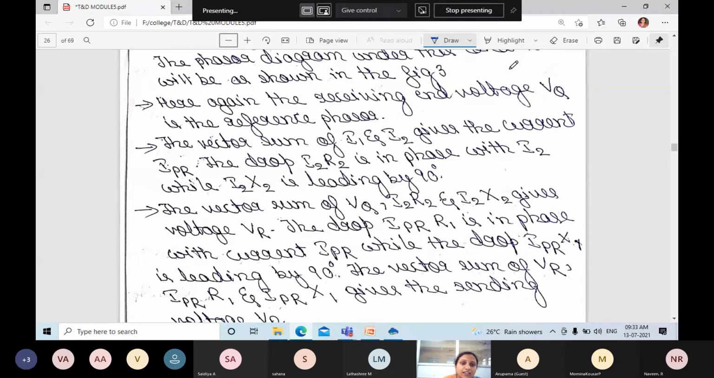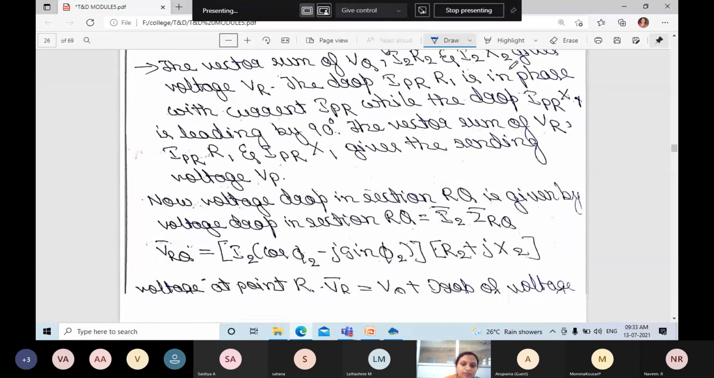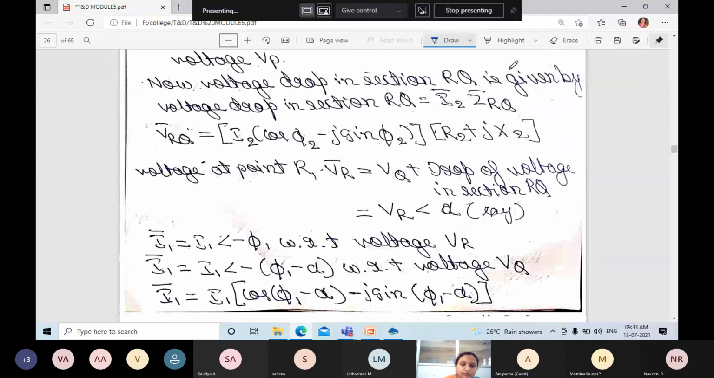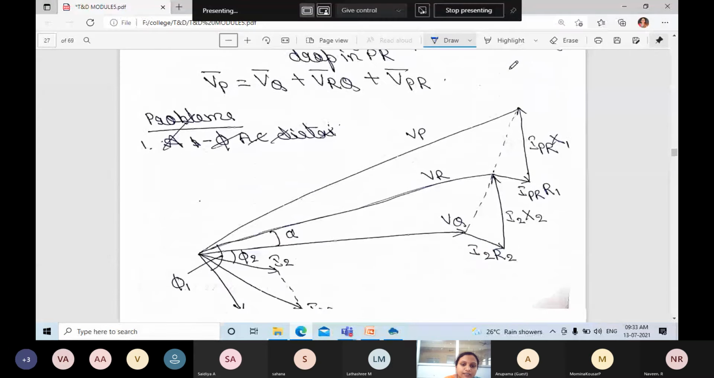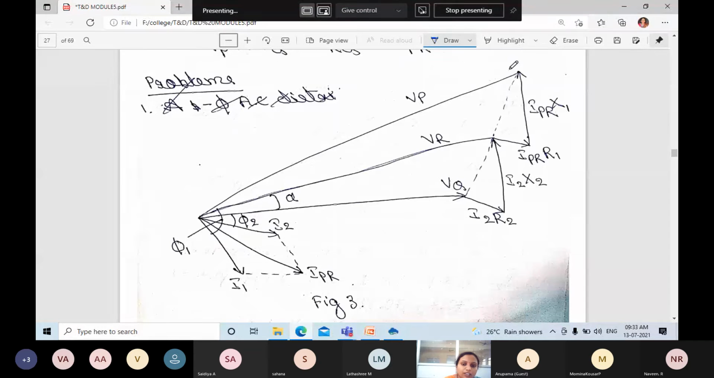The phasor diagram under these conditions will be here. Between VQ and I2 it is phi 2. Between VR and I1 it is phi 1. Here there is an angle between VR and VQ, that is alpha.